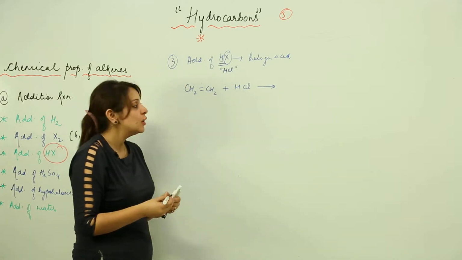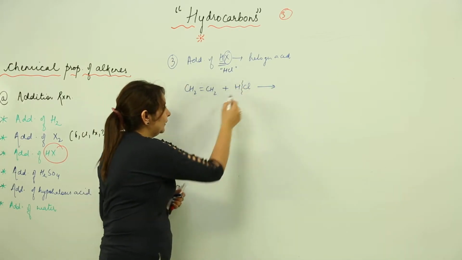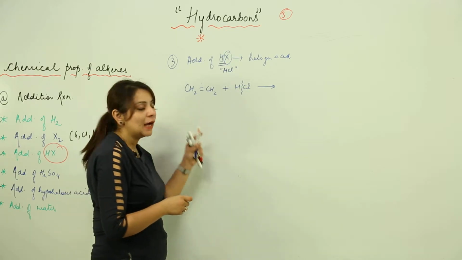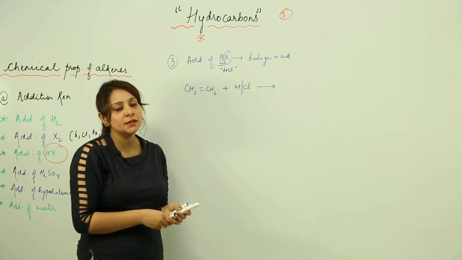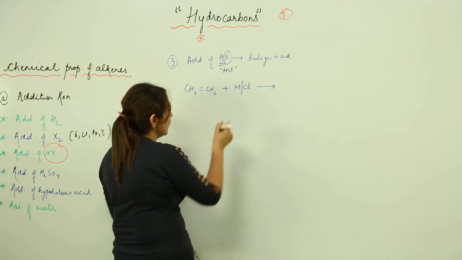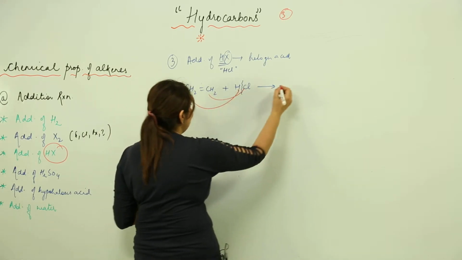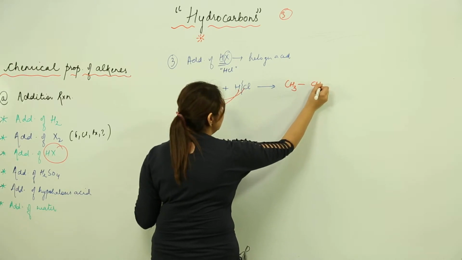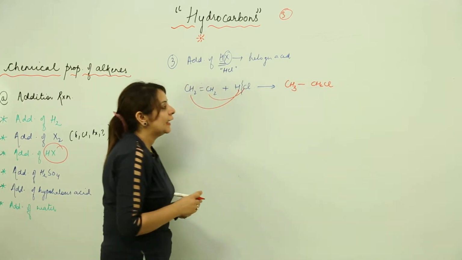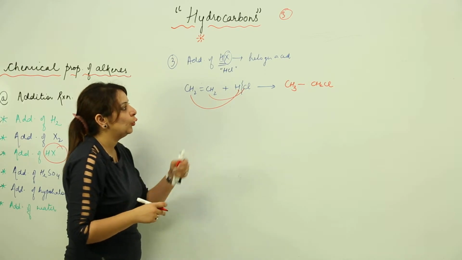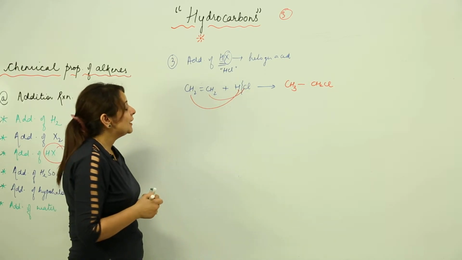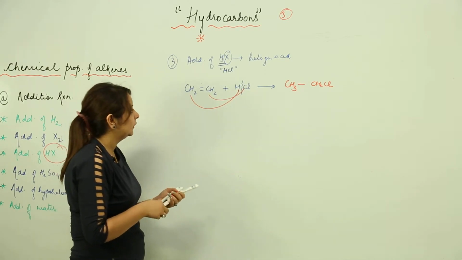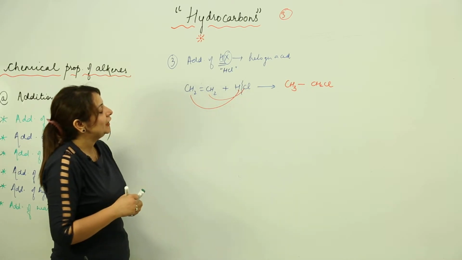Obviously, as I told you, it is going to break in this manner. One atom is going to attach to one carbon atom, another to the other carbon atom of the double bond. Let's say it attached this way. So it becomes CH3, the double bond becomes single, and it becomes CH2Cl. That means you get chloroethane.